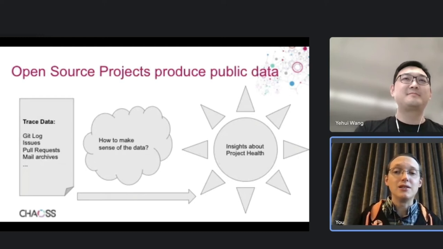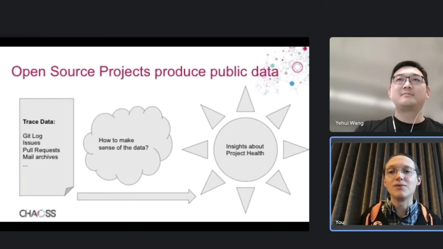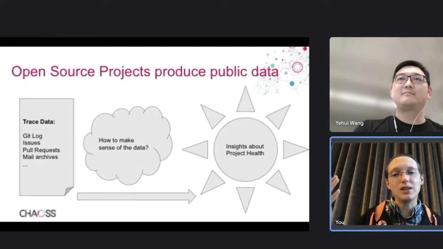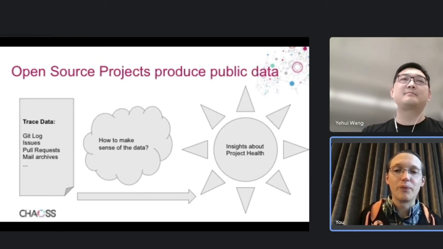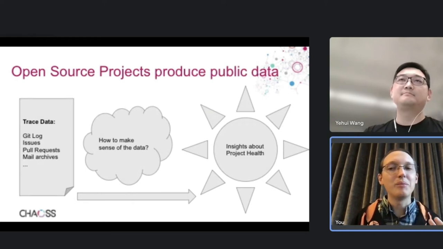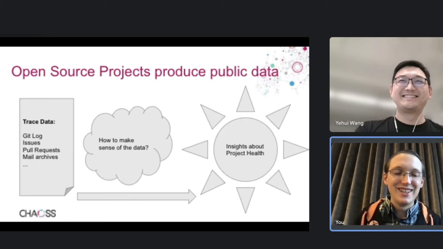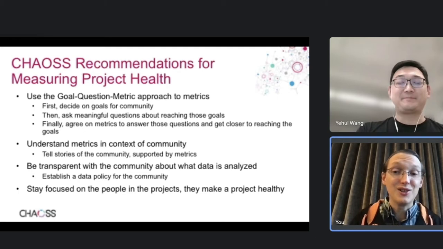The fundamental idea is, in open source, we are working in the open. Everything we do is transparent. There's a Git log, there's a mailing list archive. Everything is public data of what we have been doing. So we can take this trace data and make sense of it. So we need some tools to create metrics, and then we get the insights about project health. But before we go there, there is a word of caution, because it's like drinking from a fire hose of data. There's so much. And so we have developed some recommendations before we get started.